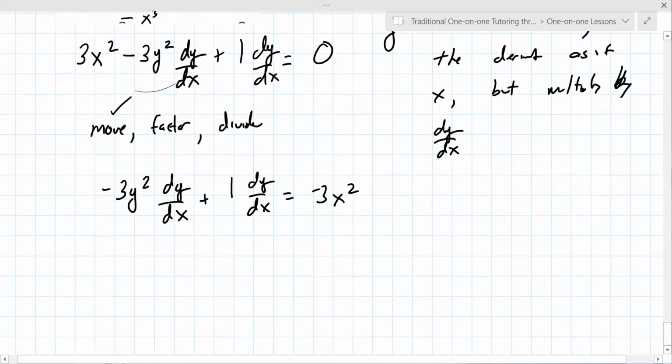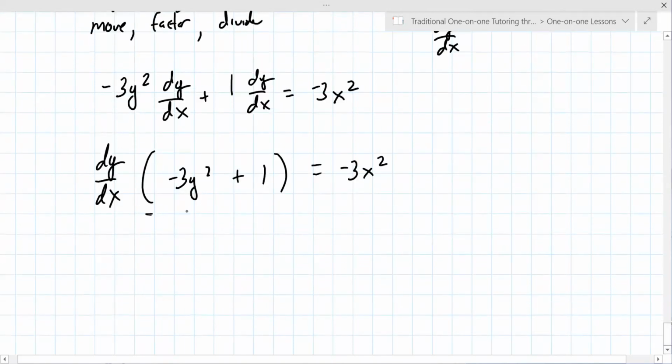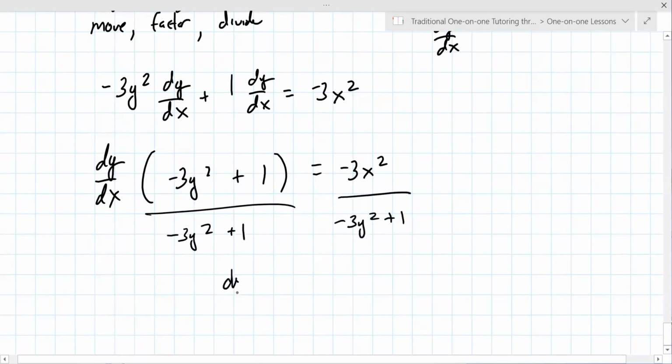And then you factor out dy dx. Minus 3y squared plus 1, because there is a 1 there. That's why I kept it. Then you divide each side by this. There is a lot of writing for these problems, so just be prepared for that when you get it.